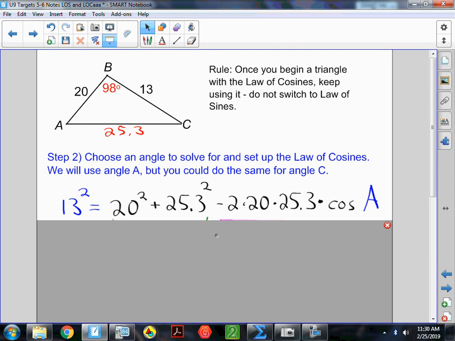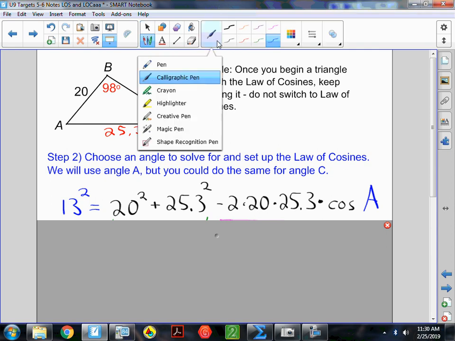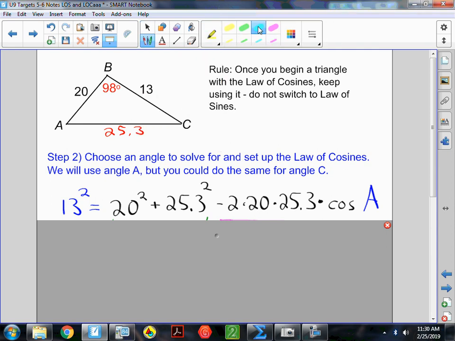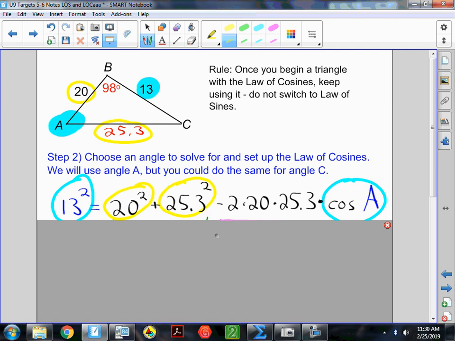So I set up the equation, this time using A as the numbers that I wanted. So angle A is the angle I want. Side A is the side I have. So I started with the 13 squared, and I ended the problem with cosine A. It's always based on the angle and the side opposite. The other information in the triangle is the other two sides, 25.3 and 20. I have a 20 squared and a 25.3 squared, minus 2 times 20 times 25.3.